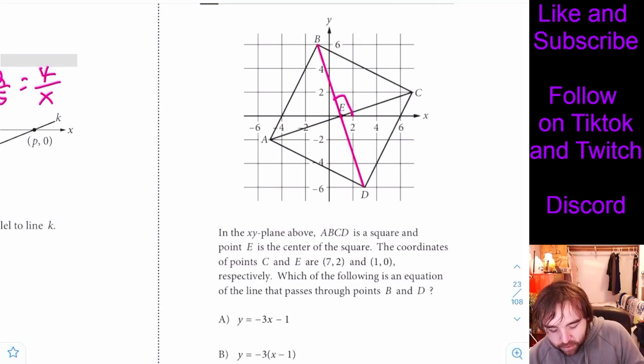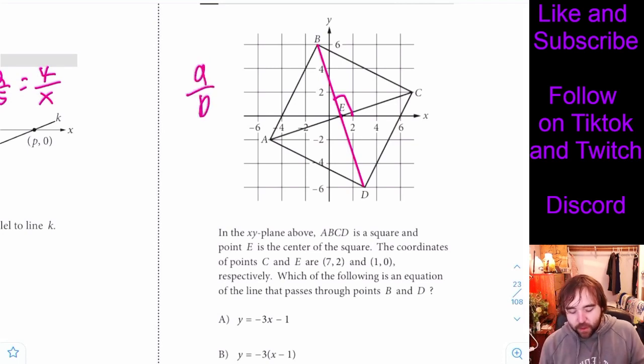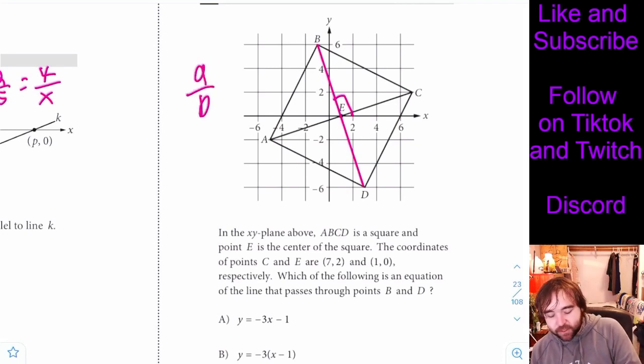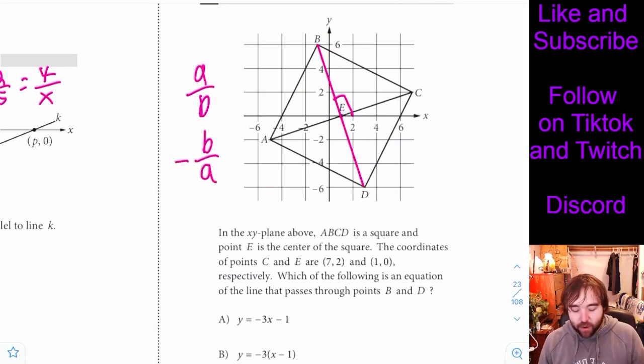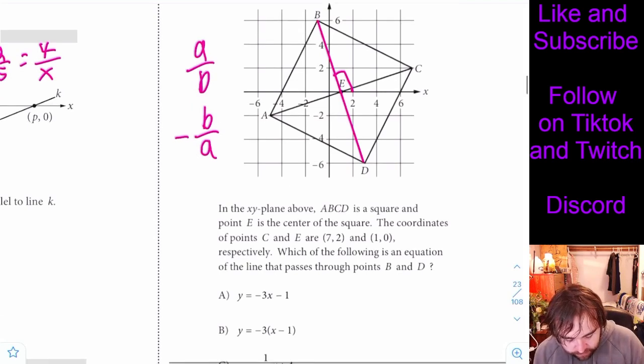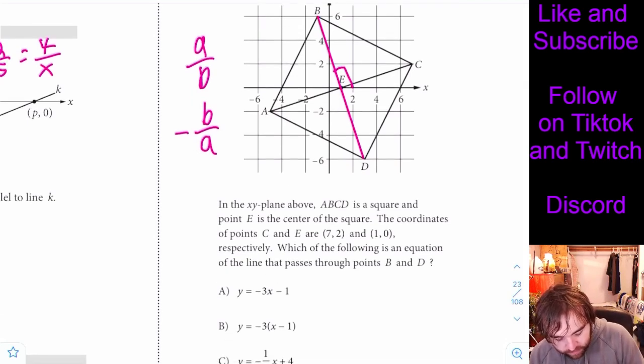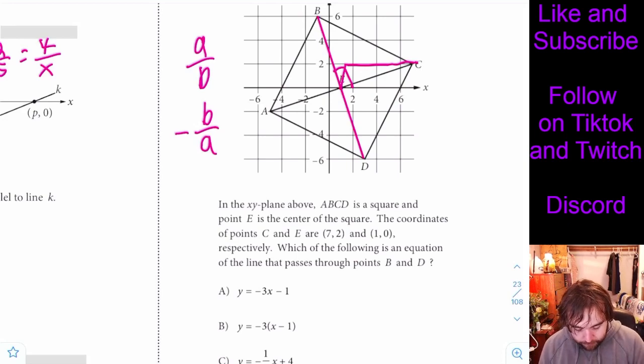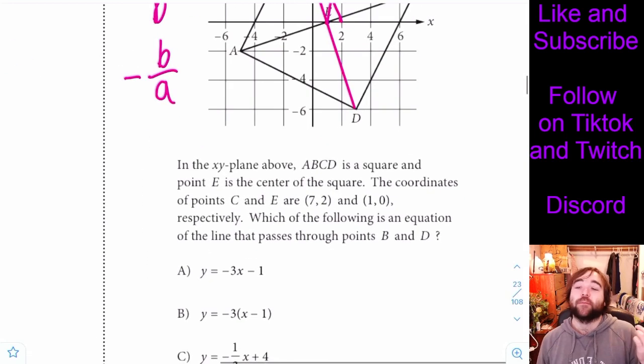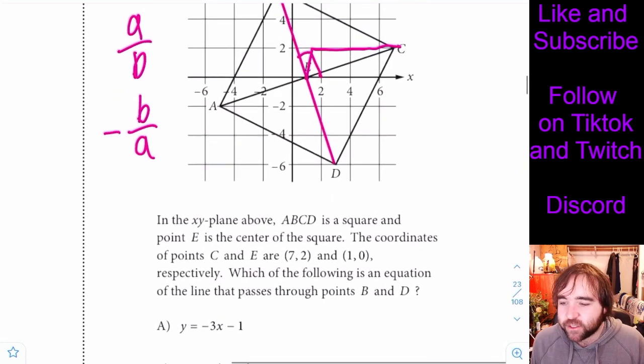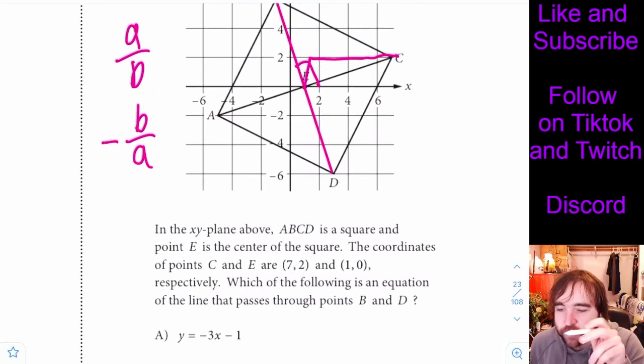Well, you know that perpendicular slopes. So if one slope is, say, a over b, the perpendicular slope to that is going to be the opposite, so negative reciprocal, negative b over a. So what we're going to do is we're going to find the slope between c and a. Or actually, since they tell us e, we're going to find the slope between c and e. And then that'll give us the perpendicular slope. So what's the slope between c and e? So it looks like it's going from 7 to 1.